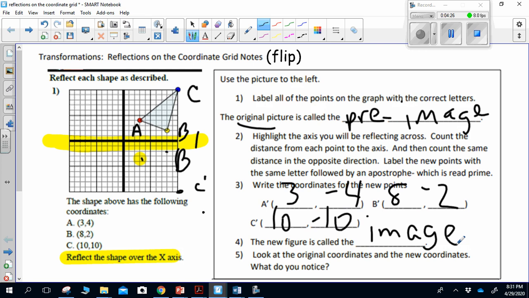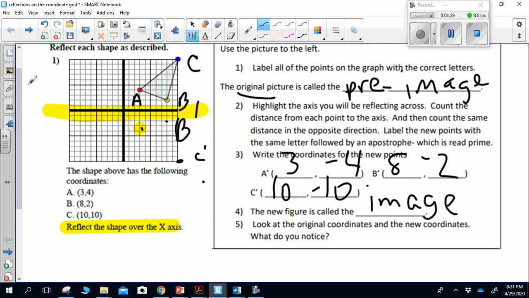And now I need you to look, please, at the coordinates. So the original coordinates were 3, 4. Image coordinates, 3, -4. Pre-image coordinates, 8, 2. Image coordinates, 8, -2. Pre-image, 10, 10. Image, 10, -10. So you should notice that there's something going on with your coordinates. And so what's happening with the coordinates is that the y coordinates are opposite.